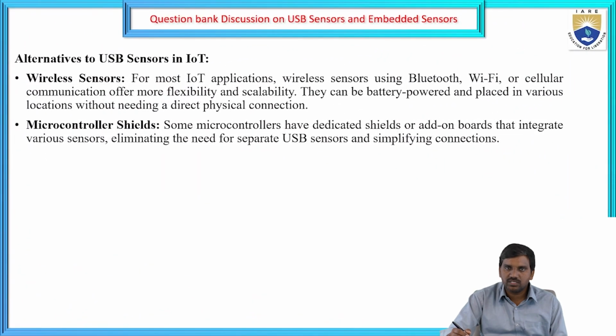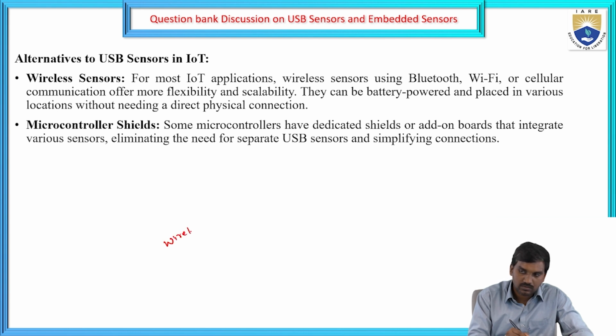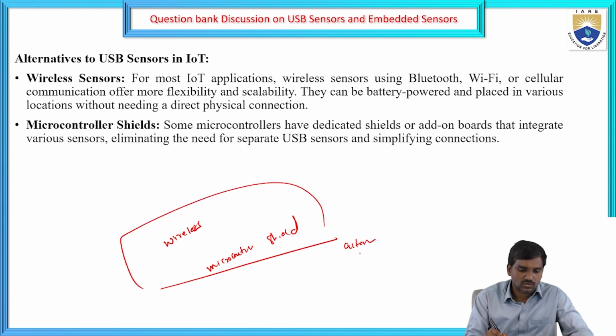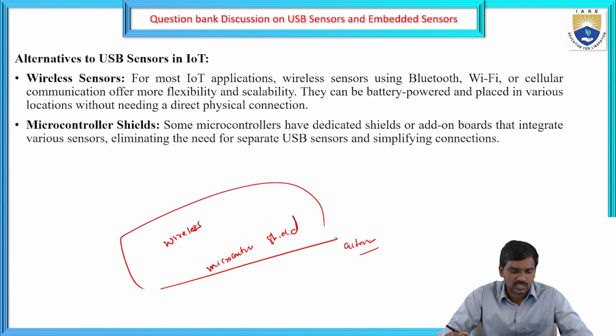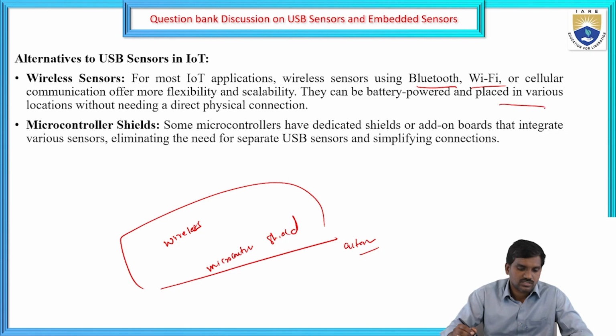When we fail to use USB sensors, in place of a USB sensor we use another sensor, that is wireless sensors and microcontroller shields. These are the alternatives for USB sensors. For most IoT applications, wireless sensors using Bluetooth, Wi-Fi or cellular communication offer more flexibility and scalability. They can be battery powered and placed in various locations without needing a direct physical connection.